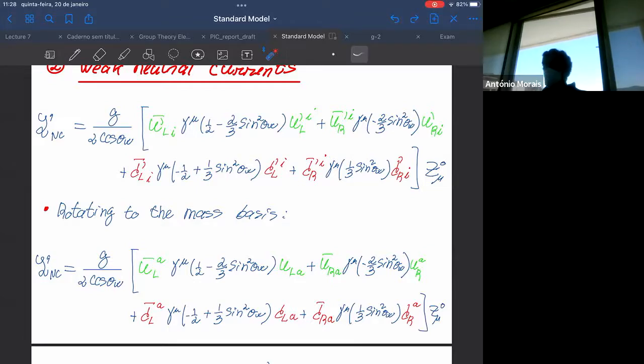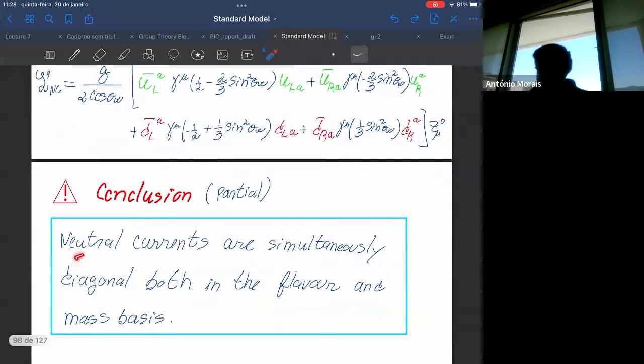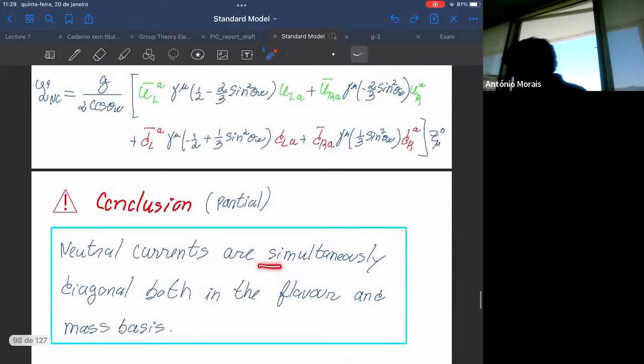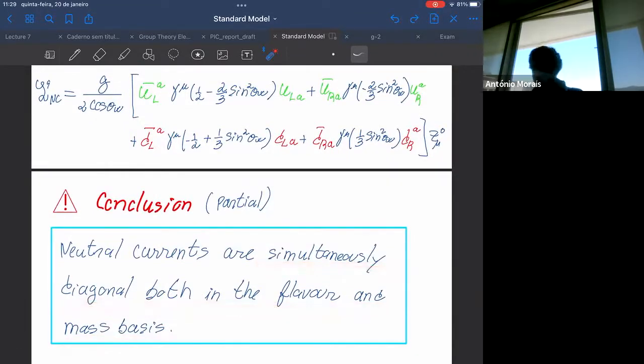Or in other words, the transformation that diagonalizes from the Flavour space to the mass basis is the same rotation that diagonalizes the neutral currents. So this partial conclusion is that neutral currents in general, and the electromagnetic currents are also neutral currents, we can see in that way, so the mediator is a neutral field, are simultaneously diagonal, both in the Flavour and mass basis. And this is the main conclusion that you should take from here.